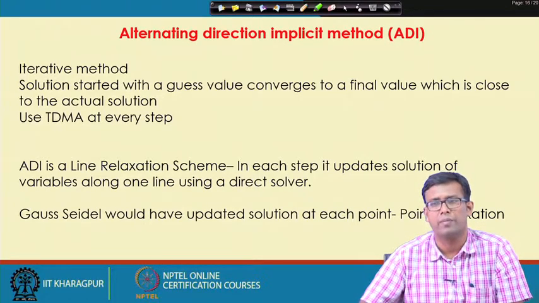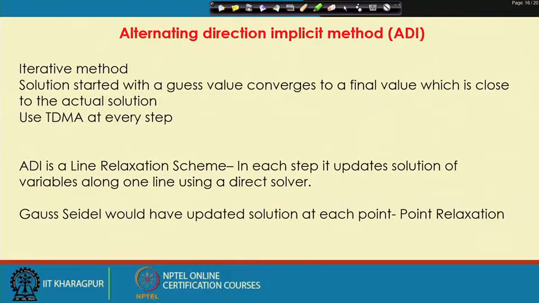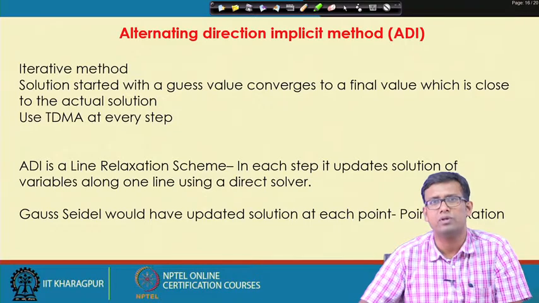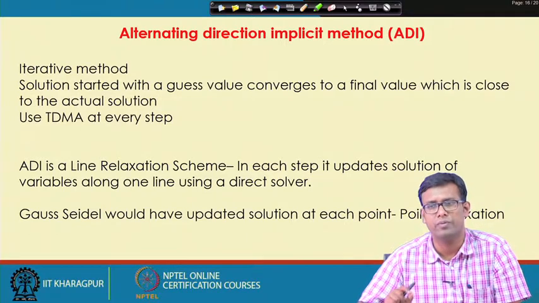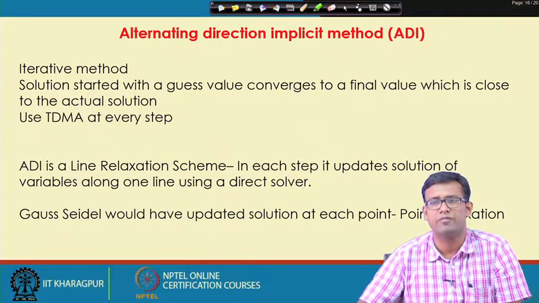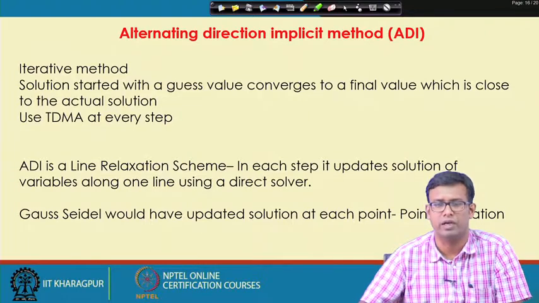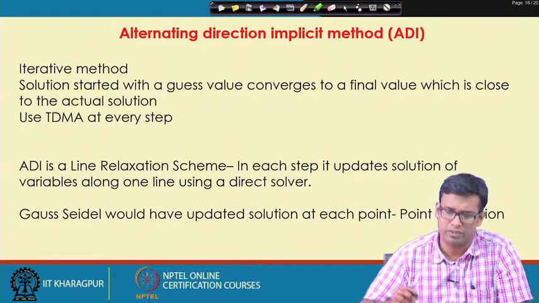Not TDMA, ADI is a line relaxation scheme, because it is updating the solution using a direct solver at one particular line. Had we used Gauss-Seidel, we would have used a point relaxation scheme, because we would be updating the solution at each point instead of a line. We will go to each node and update the solution.